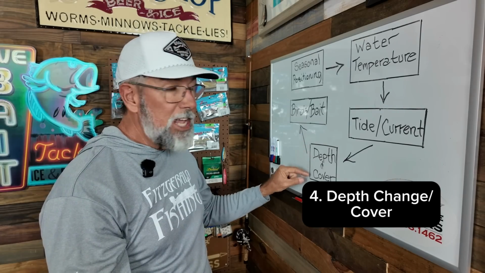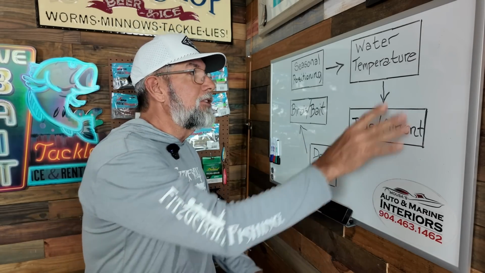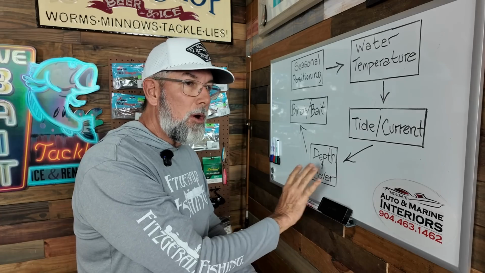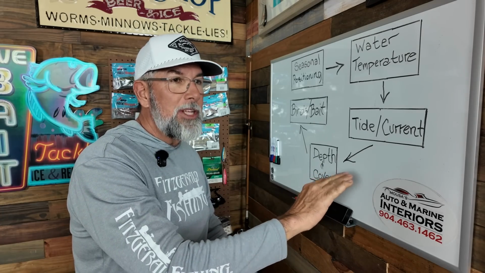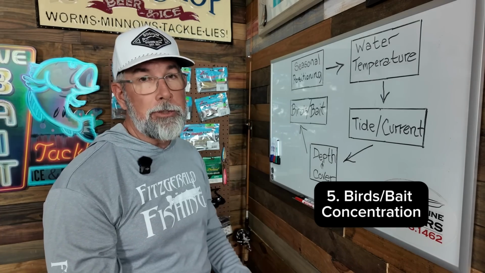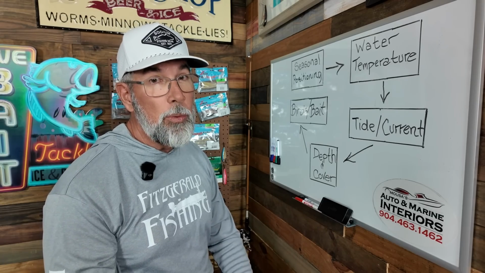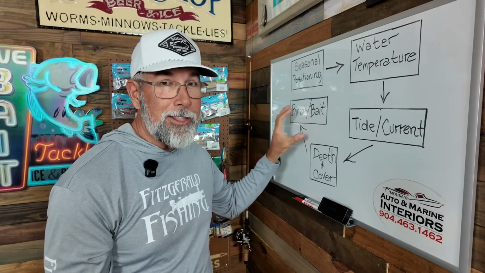And then the depth and the cover. Where are those deeper spots after you know these first three? Where are they? And how is the cover relating to those deeper spots? Then if you see birds and bait in that zone, that's probably a super likely spot where the game fish are going to post up to feed. There won't be any doubt that they'll be right there.